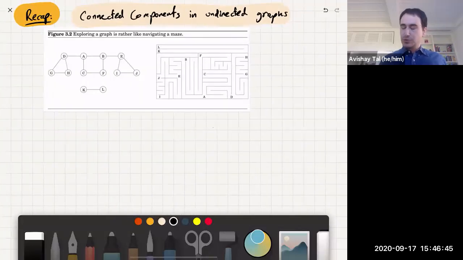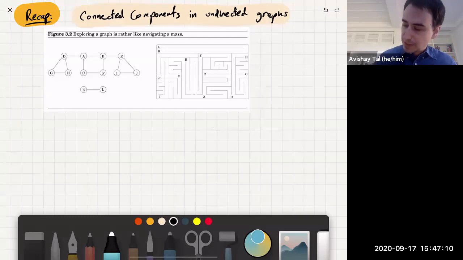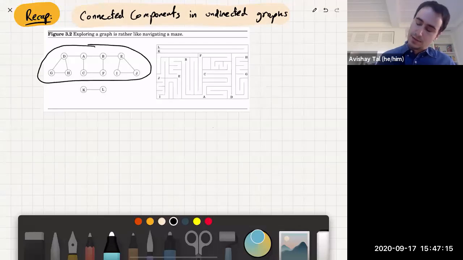I want to talk about strongly connected components, and I want to compare it to the simpler notion of connected components in undirected graphs. I'm recalling this picture of a maze that we saw in the previous talk. And this is how the graph looks. What are the connected components? Well, it's very intuitive. Let's say the connected component of A is everything that you can reach from A. So this is one connected component, and the connected component of K is another one.